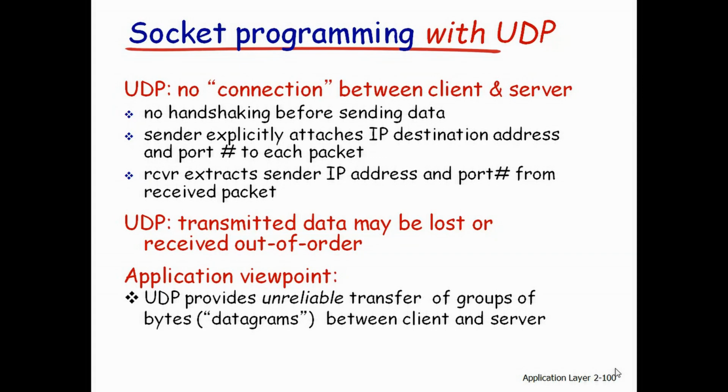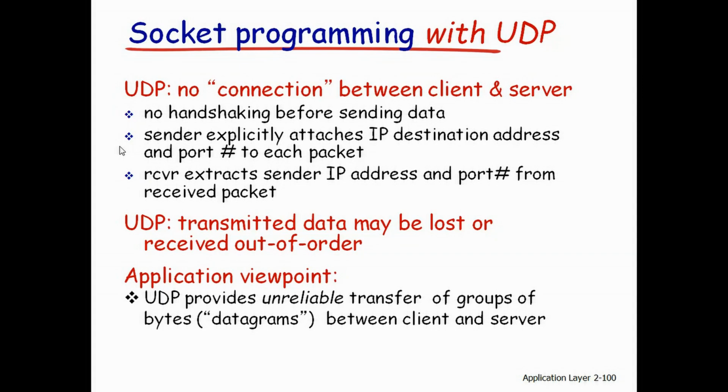UDP has no connection between client and server, that is clear. No handshaking before sending the data, and the sender explicitly attaches the IP destination address and port number to each packet. This is a very important point, so you have to be careful. As there is no connection, we should explicitly attach the IP address as well as the port number of the destination system with each packet.